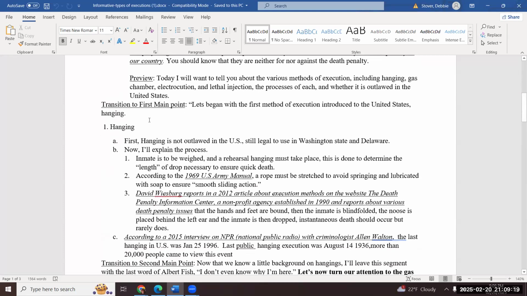Transitions. These transitions are very, very important. They are what guide the audience, the listener, through your presentation. If you think about using a GPS, you know how you get that message that might say in 100 feet, turn right onto some street, wherever you're looking for. Well, the transitions do that for us in the speech. They are the GPS of your presentation.